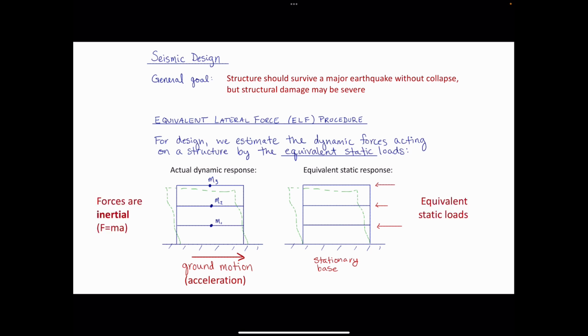All right, so we take those inertial forces, right, F equals ma at every floor, and we try to figure out what equivalent static loads could be applied that would generate the same displaced shape of the building as the actual earthquake. So that's the goal.